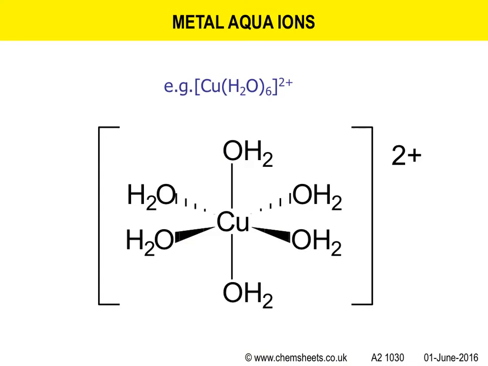So we've just got a very straightforward complex ion here. We've got a central copper ion. There are 6 water molecules coordinately bonded to that copper ion. So we've got 6 ligands. This means the 2+ charge is now more widely distributed across the whole complex ion. So we have a more stable species.